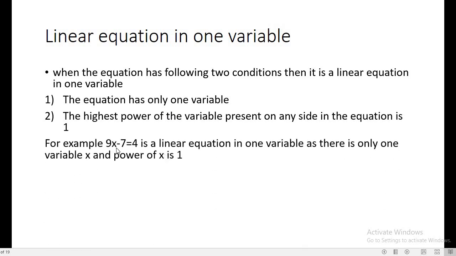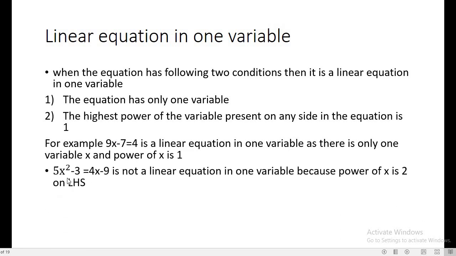For example, 9x minus 7 equals 4. Here there is only one variable, that is x, and the power of x is 1. Hence it is a linear equation in one variable. Whereas 5x square minus 3 equals 4x minus 9 is an equation, but it is not a linear equation because here the degree or the power of x is 2. Hence it is not a linear equation in one variable.